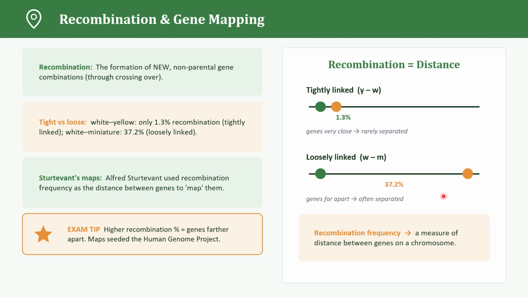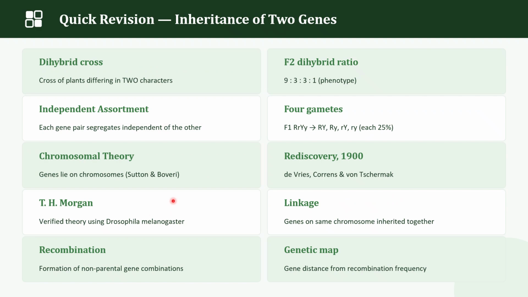Today, these maps are very important in genome sequencing, including our Human Genome Project also. What you should remember from the exam point of view is that a high recombination frequency means greater distance between the genes. Let's move on to the next one.